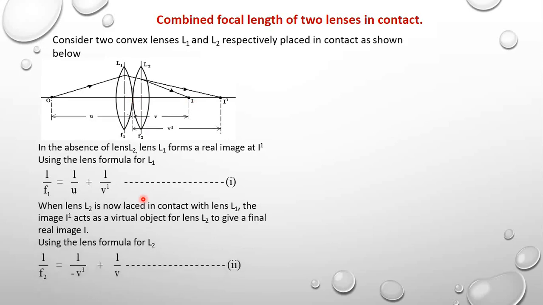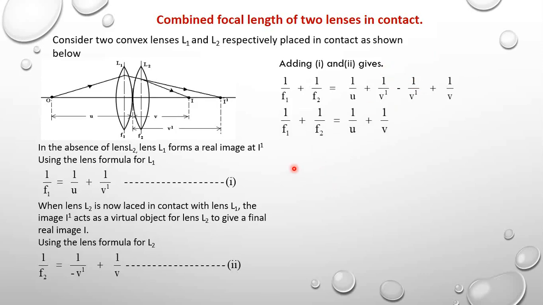That's the second equation. When you add the two equations, we shall have 1 over F1 plus 1 over F2 is equal to 1 over U plus 1 over V prime minus 1 over V prime plus 1 over V. This cancels with that, and then we shall have 1 over F1 plus 1 over F2 is equal to 1 over U plus 1 over V. But 1 over U plus 1 over V is equal to 1 over F, which implies that 1 over F is equal to 1 over F1 plus 1 over F2, where F is the combined focal length of this lens combination.